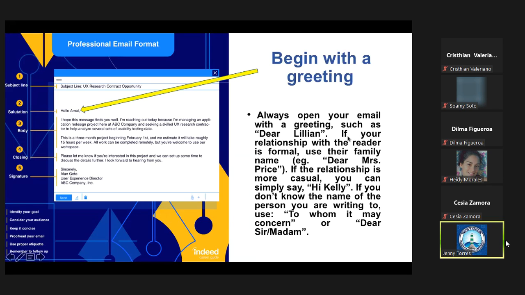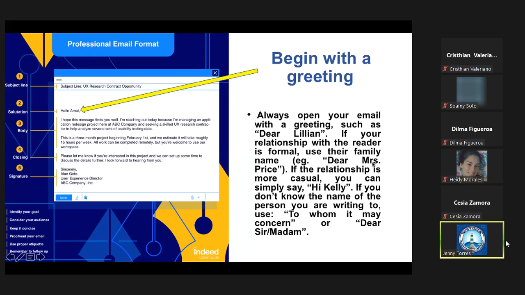If your relationship is kind of formal, you have to say dear and the title and the last name of that person. So you say, dear Mr. Torres, dear Mrs. Torres, dear Mr. Matute. So you have to use dear and Mrs.